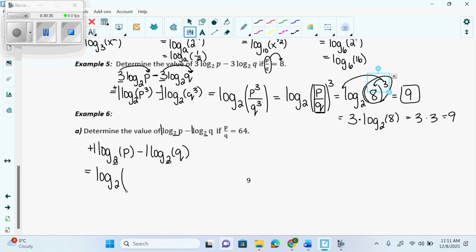So we're going to get log base 2 of p divided by q. And over here, p divided by q is 64. So I'm going to get log base 2 of 64. If you want to put this in, have an extra bracket. Log base 2 of 64, which is what? Because 2 to the power of 6 is 64. Okay, flipping over.